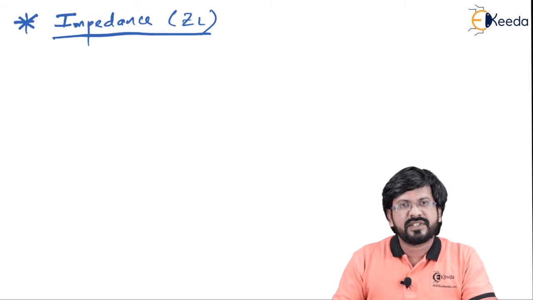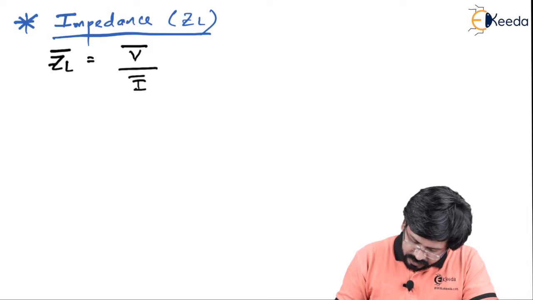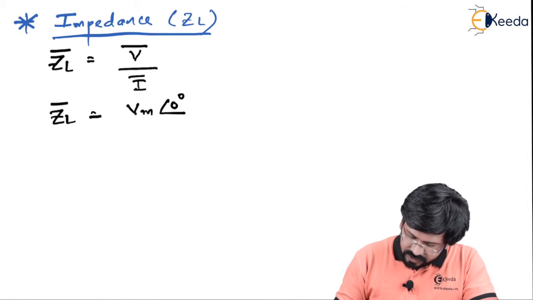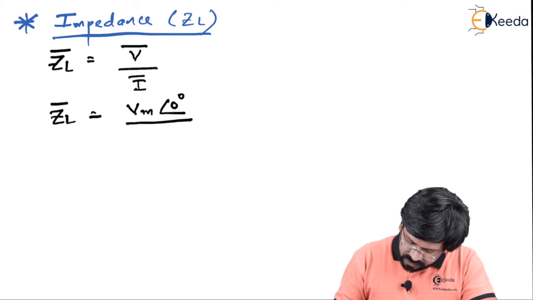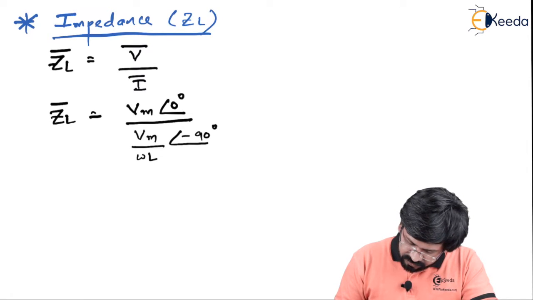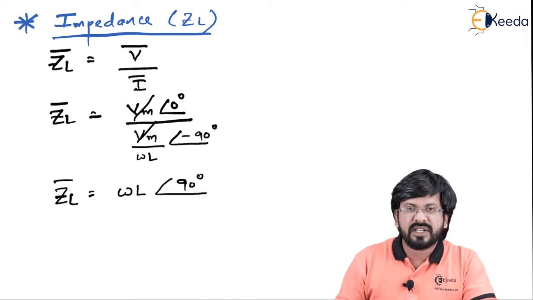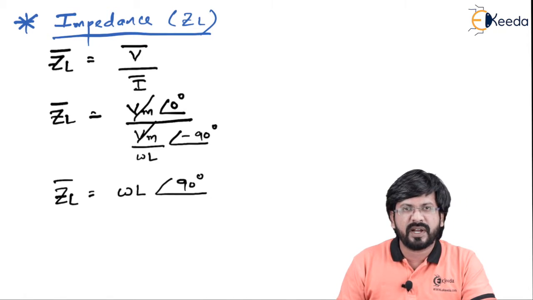Now we will try to get impedance ZL. So ZL vector is nothing but V vector upon I vector. We can substitute values: V vector as Vm at an angle of 0 degree divided by I vector as Vm upon omega L at an angle of minus 90 degree. I can cancel Vm and Vm here, so ZL vector is simply omega L at an angle of positive 90 degree. Because in polar form, in division angle gets subtracted, so it is 0 minus of minus 90 becomes positive 90.